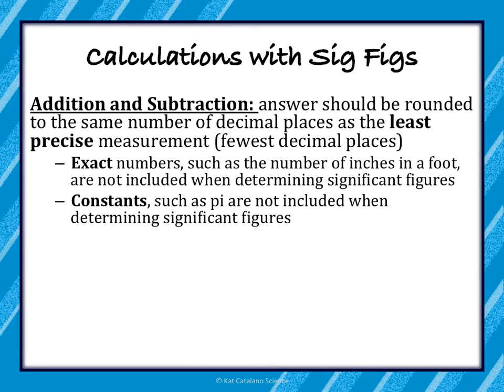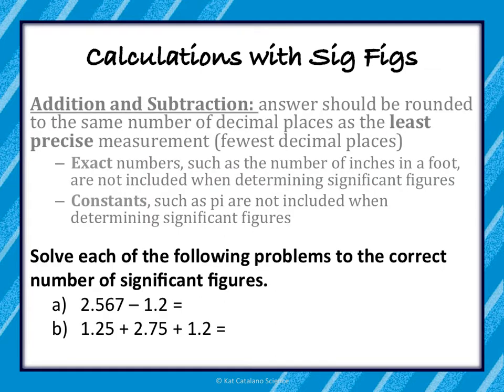When doing addition and subtraction with significant figures, your answer should be rounded to the same number of decimal places as the least precise. So we're not technically looking at sig figs here. We're going to look at the number of decimal places. Exact numbers, such as the number of inches in a foot, are not included. And constants are also not included. So same rules as multiplication and division for those 2 things.